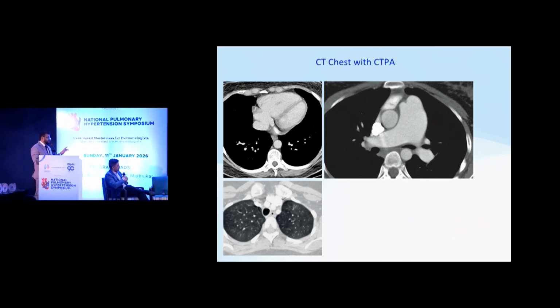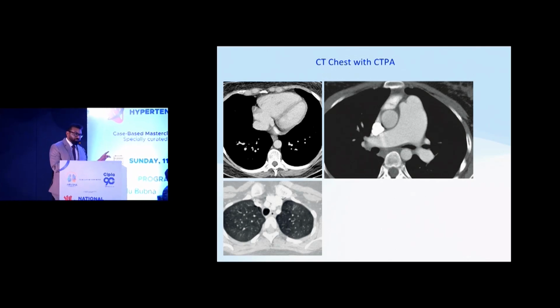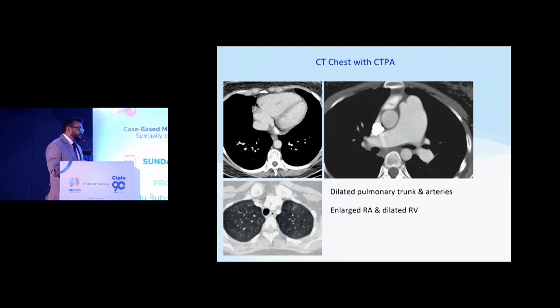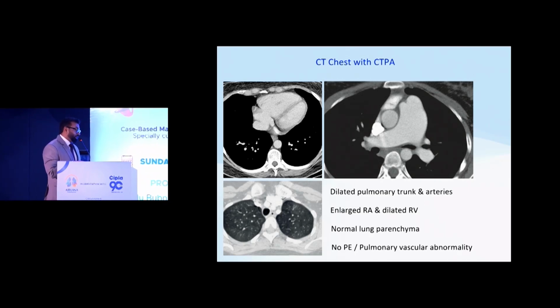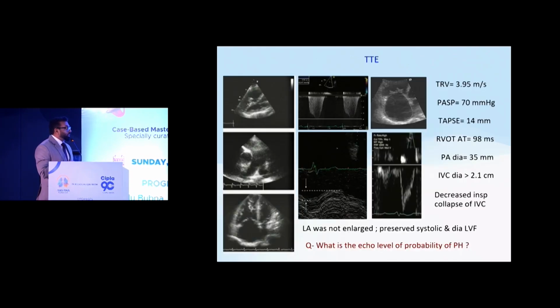Unfortunately, I don't have inspiratory expiratory film, but mosaic perfusion can happen with pulmonary hypertension of any cause. So we had dilated pulmonary trunk and arteries, enlarged RA, dilated RV, normal lung parenchyma, and I didn't put any CTPA film, but there was no pulmonary embolism or pulmonary vascular abnormality. So somebody wanted to have echo.